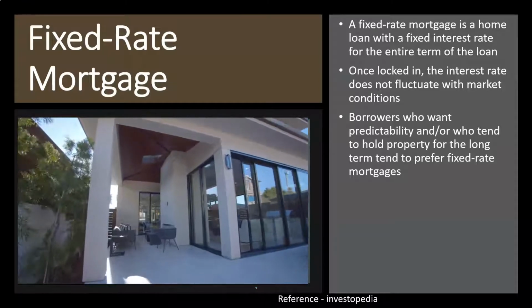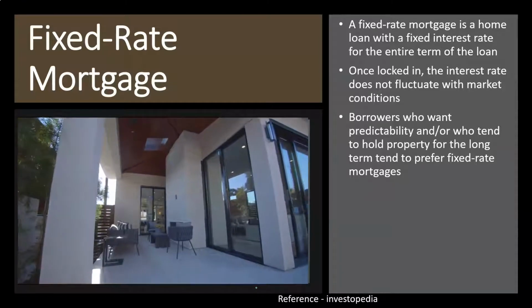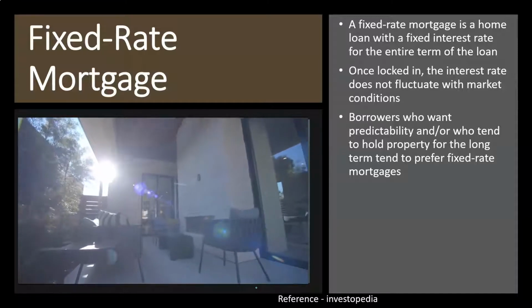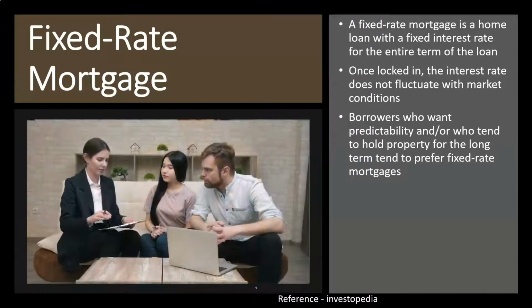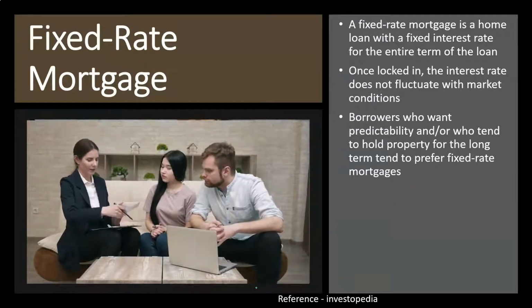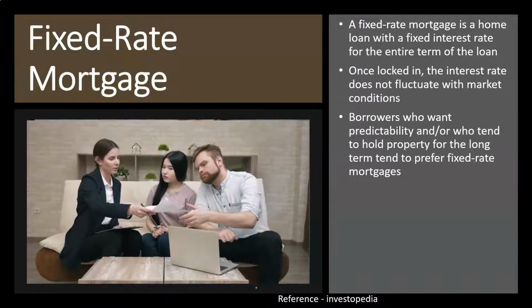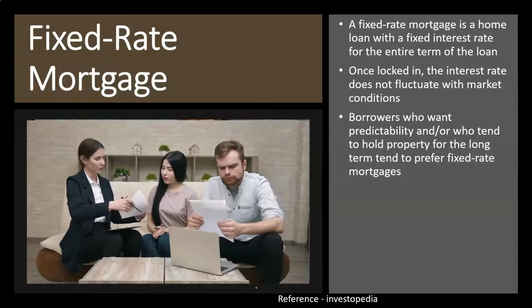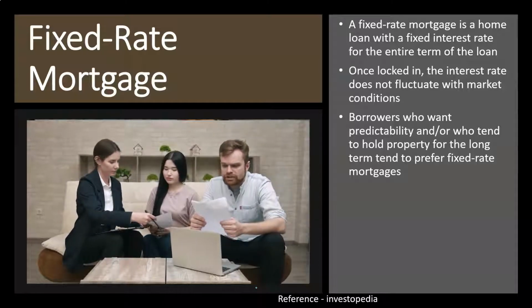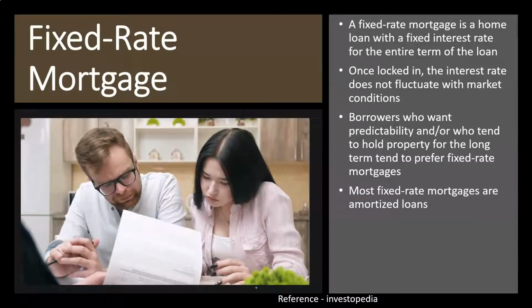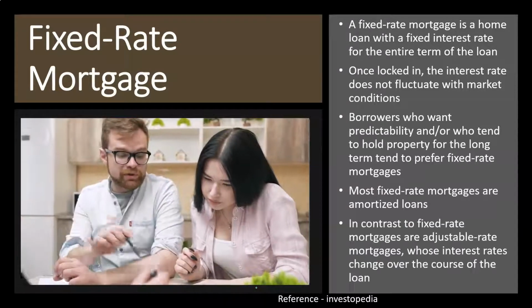Borrowers who want predictability and/or who tend to hold property for the long term tend to prefer fixed rate mortgages. Obviously, if you have a 30-year mortgage, then you don't really know what's going to happen within 30 years. That would be a long time frame in order to figure out what's going to go on. If you plan on staying in the home for that entire time period, often you will tend towards wanting a fixed rate mortgage to lock in those conditions. Most fixed rate mortgages are amortized loans.